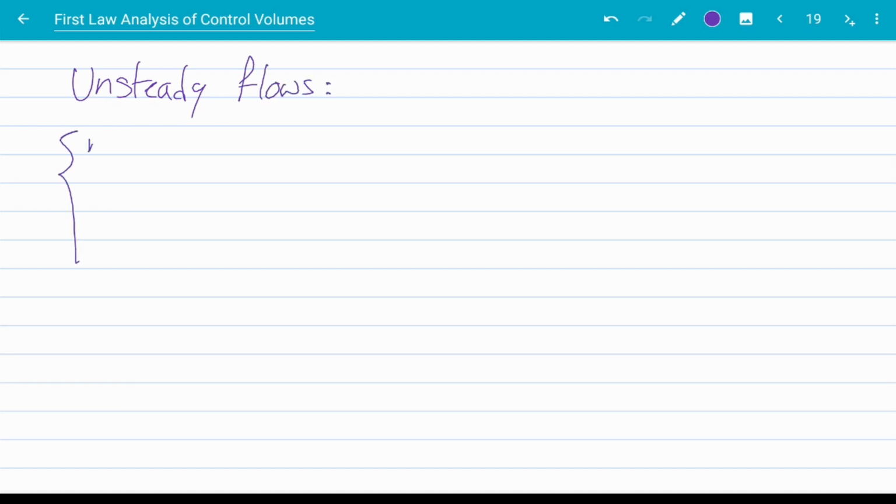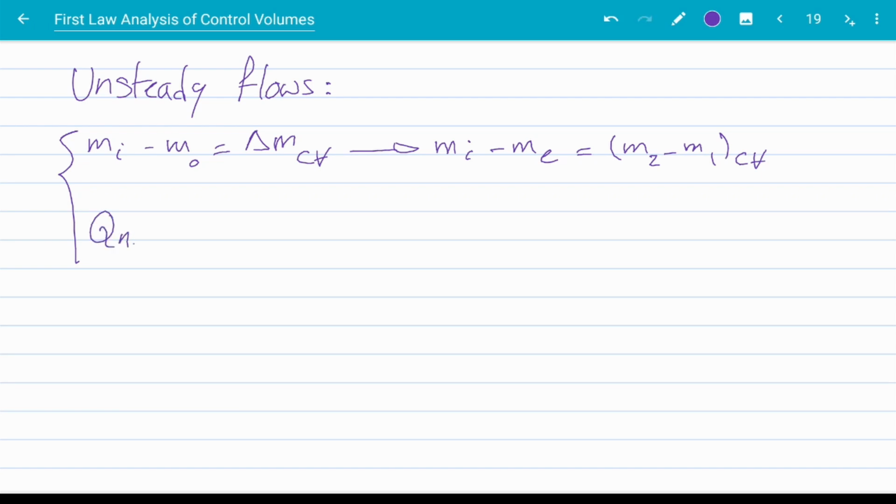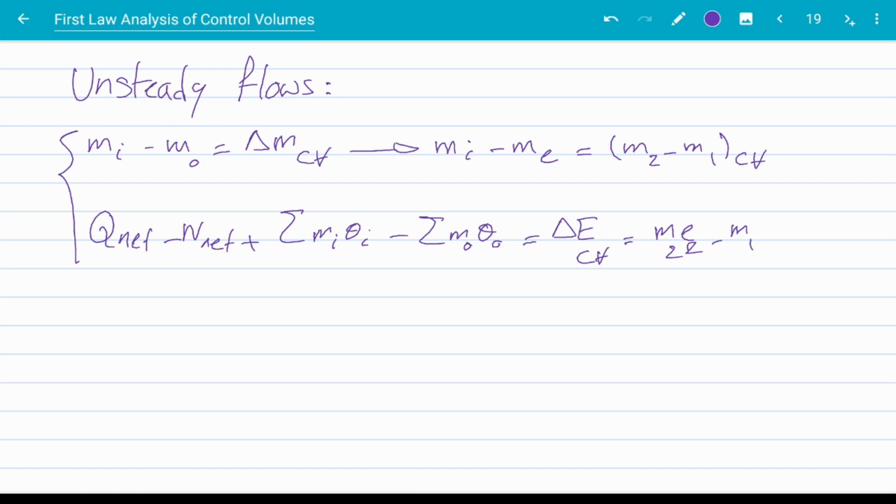Okay, let's talk about the unsteady flows. We need to combine the first law of thermodynamics and the conservation of mass. Mass coming in minus mass going out is equal to the change of mass of our control volume, which can be written as mass coming in minus mass going out is equal to m2 minus m1 of the control volume. And then we have the first law stating that Q net minus W net plus all the energy coming in minus all the energy going out is equal to the change of energy of our control volume, which is m2 E2 minus m1 E1.